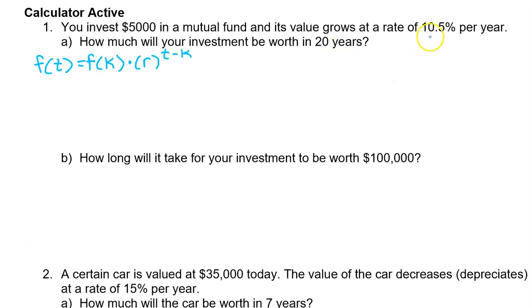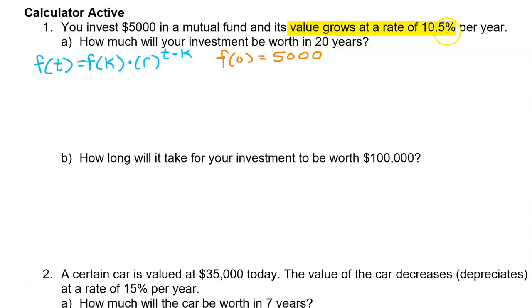When the output value grows at a constant percentage rate, that's exponential growth. So we know the function can be modeled by this exponential model. F of t equals f at k times r to the t minus k, where f at k is just the value of the function at k, and r is the common ratio. The initial investment is $5,000, so f at 0 is 5,000. That's our f at k.